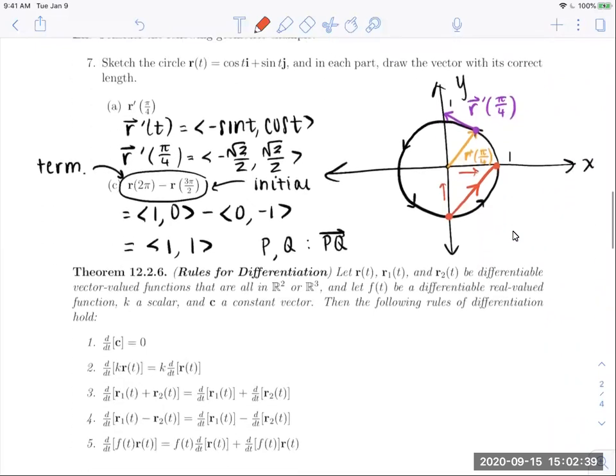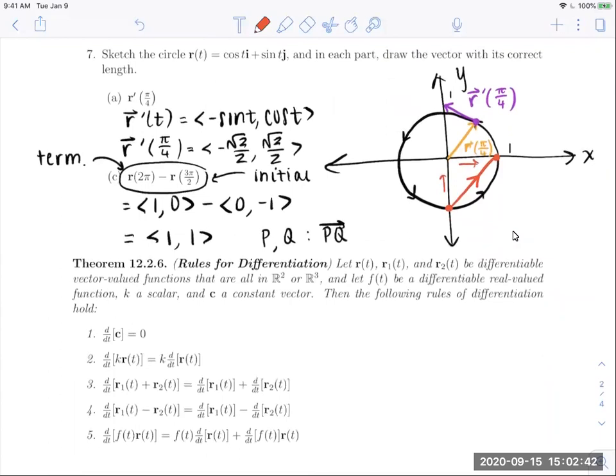All right. So next, we'd like to introduce some rules for differentiation. Most of these are not going to be surprising. So vector valued functions behave nicely under differentiation. Just note here what we're starting with. r of t, r1 of t, and r2 of t are going to be differentiable vector valued functions. f of t is a real valued function. All right, so that's important to note. That's not a vector valued function, which is why it's not in bold. And then we have a scalar k and a constant vector c. Again, that c is bold because it's representing a vector.